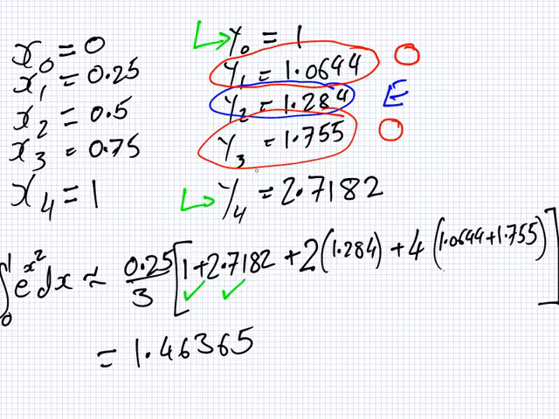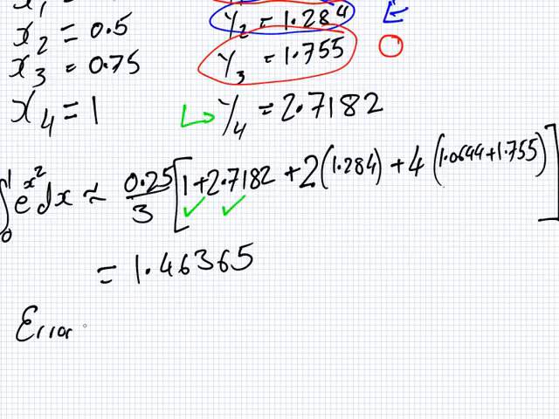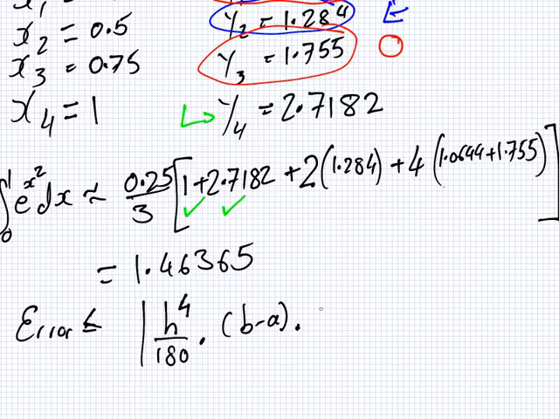But we haven't talked about the error, how much of an error there could be. So give us the book there. Right, so the error that we could have made is similar to the trapezoid: h to the power 4 over 180 times b minus a times the maximum fourth derivative. That's the fourth derivative, because of the 4.